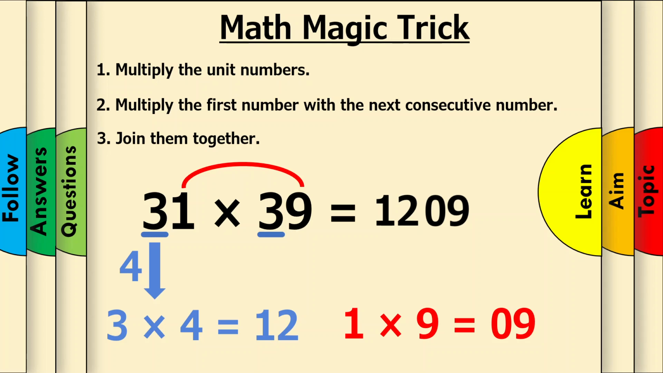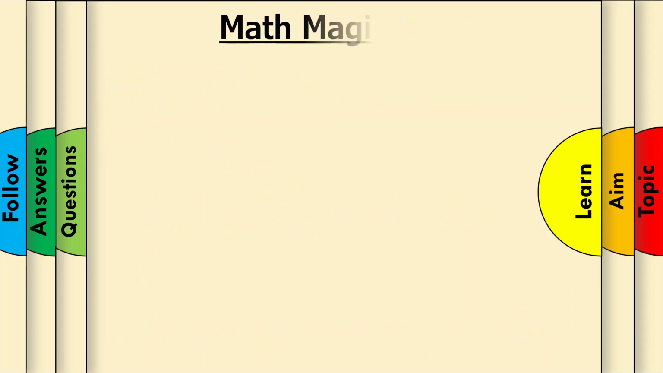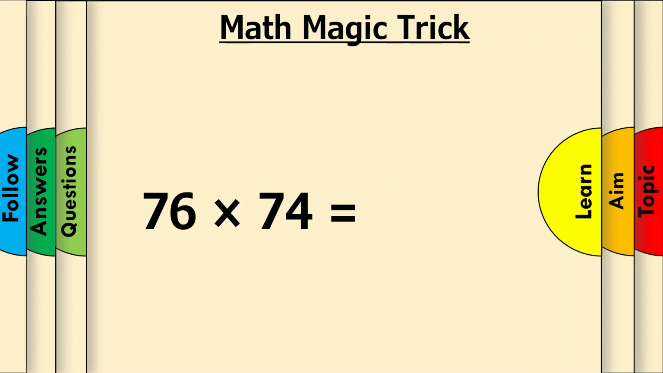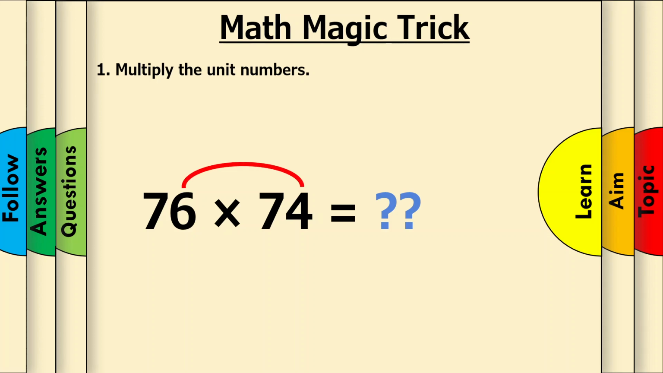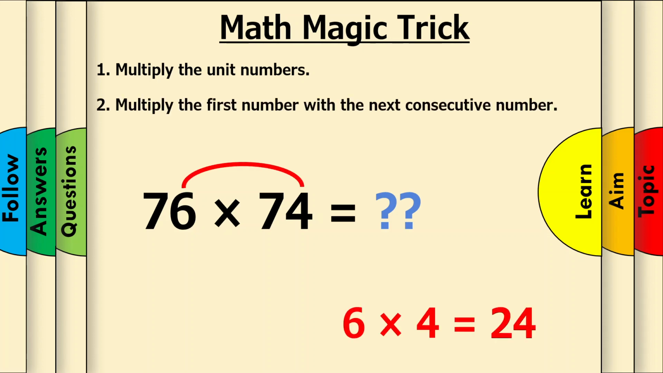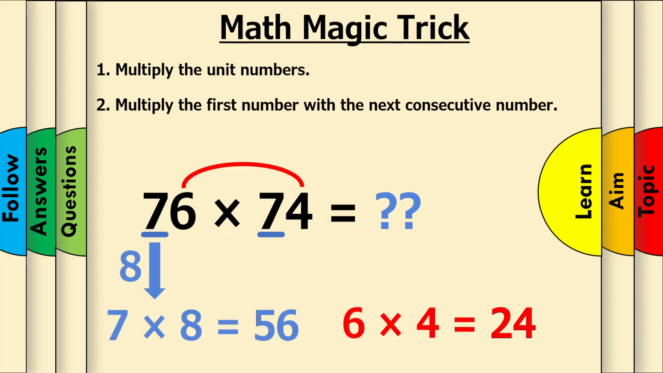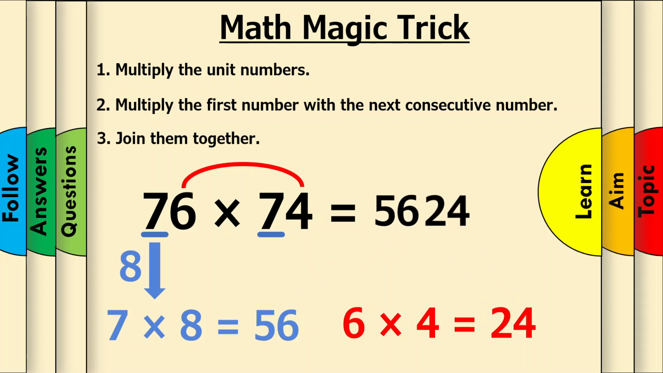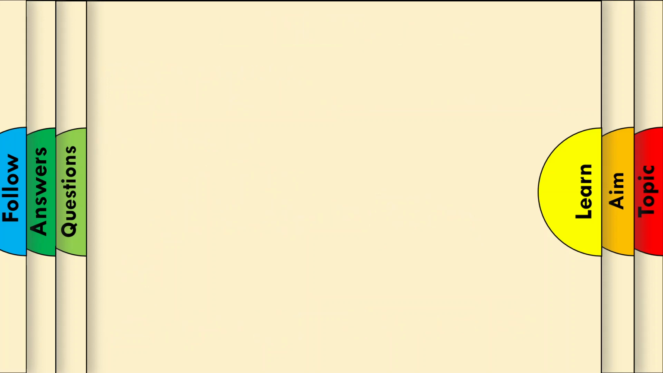I think it's time for another example. Here, we've already created some numbers for you. 76 multiplied by 74. Multiply the unit numbers. In this case, 6 multiplied by 4 is 24. Now, multiply the first number with the next consecutive number. In this case, the next consecutive number to 7 is 8. 7 multiplied by 8 is 56. Finally, join the numbers together to get the answer, 5624.